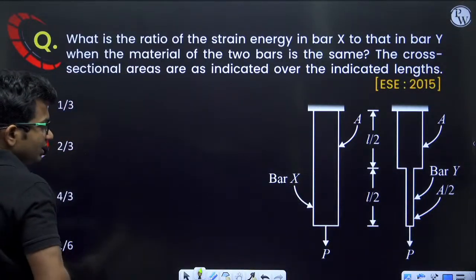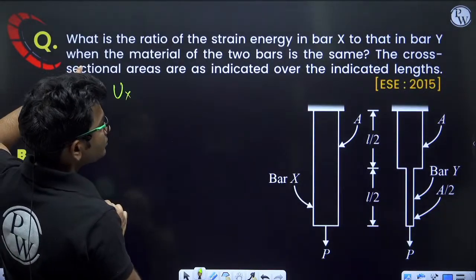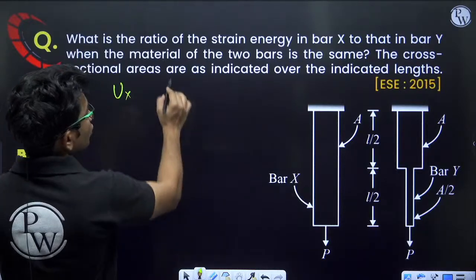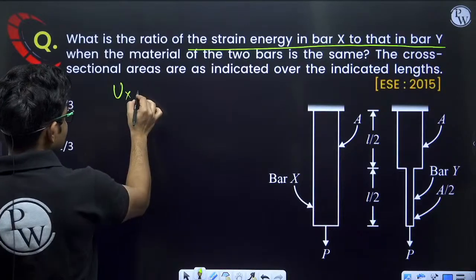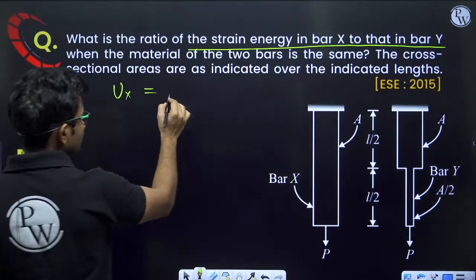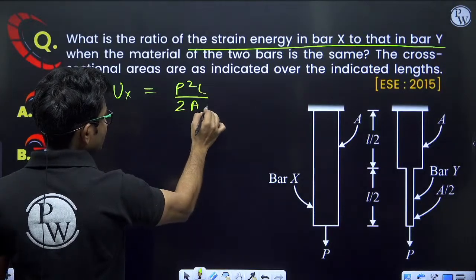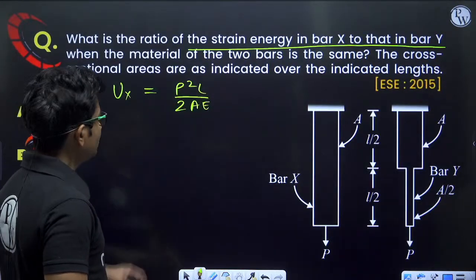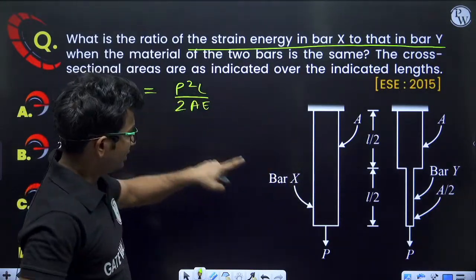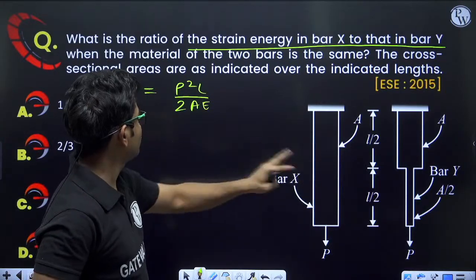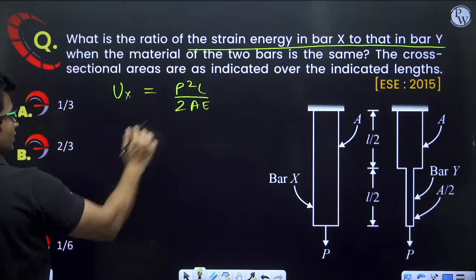Okay, so what is asked? The ratio of strain energy in bar X to that in bar Y. Strain energy in bar X will be equal to P square L upon 2AE. This is the basic formula of strain energy. Here the load is P only, the length is L throughout, and the area of cross section is the same. So P square L upon 2AE will be the strain energy stored in bar X.